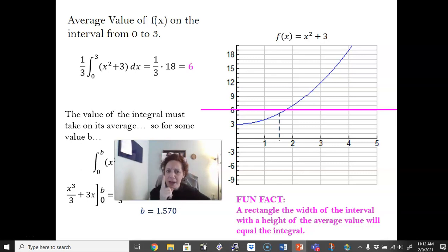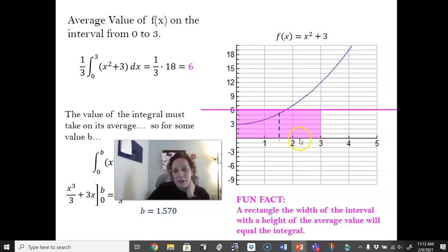So you do one RAM, you do one rectangle RAM, whole width of the interval, and the height of the rectangle, instead of using the left or the right or the middle, we use specifically the average value. So in this case, we would use 6. It equals the integral exactly. Okay, so again, look at my beautiful rectangle here. If I go from 0 to 3 and I make the height of my rectangle match my average y value, it pops out.